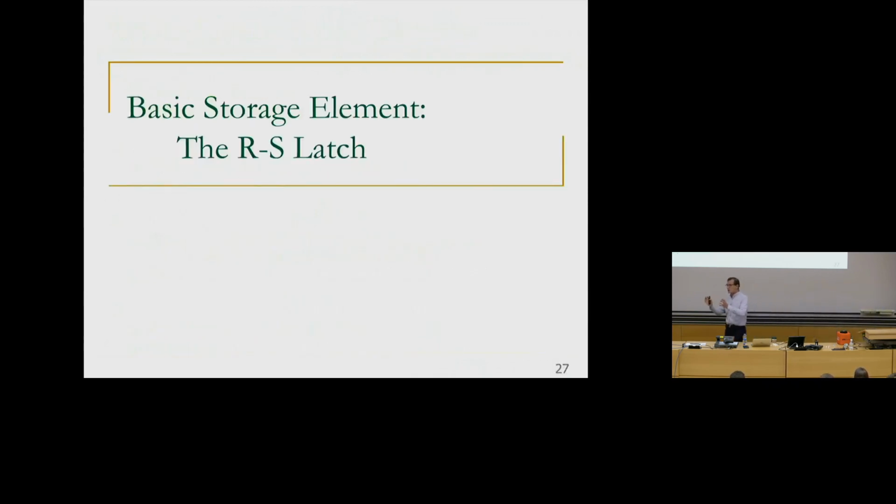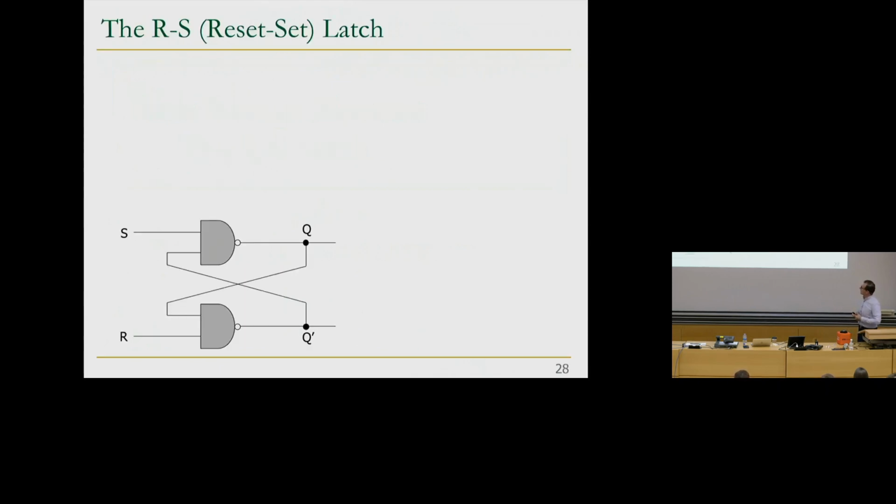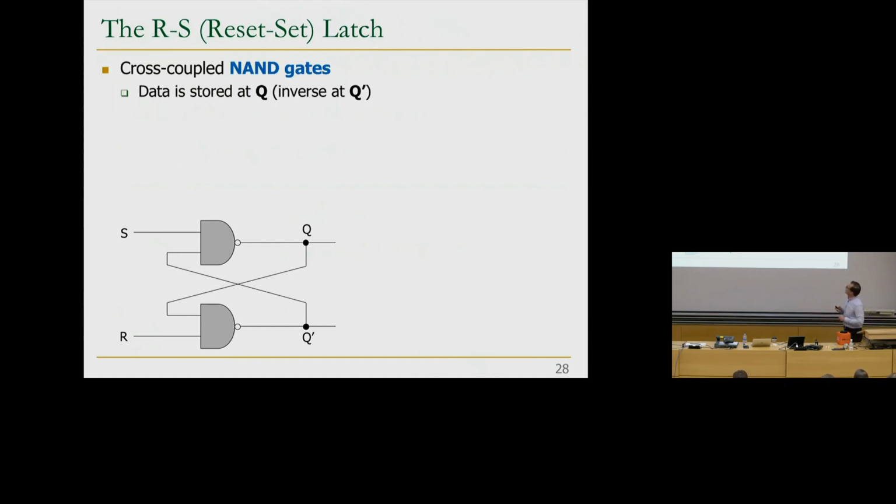I said that with the cross-coupled inverter, we cannot set the value that's in the inverter. We want to set the value. So how do you set the value? Well, you need a mechanism to set the value, and this is the mechanism. This is very similar to what we've seen before, except it's a NAND gate now, not an inverter. It's a cross-coupled NAND gate, same thing, Q bar. But now we have external inputs that enable us to set the value. That's the idea. Data is stored at Q and the inverse at Q bar.